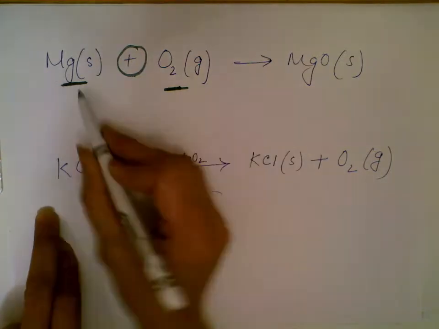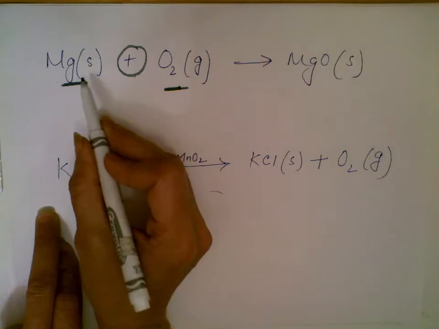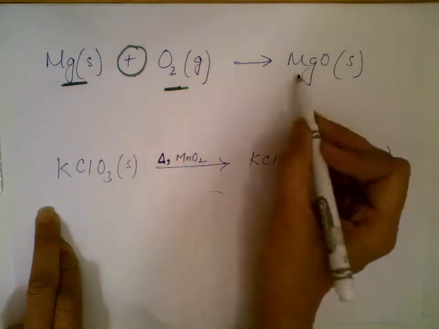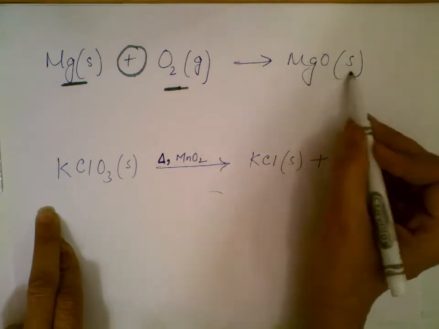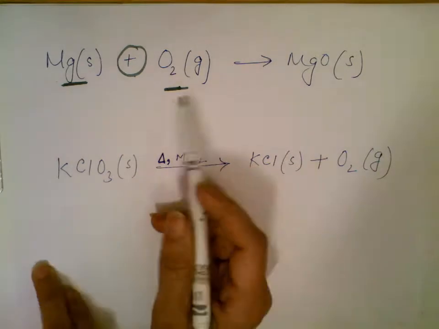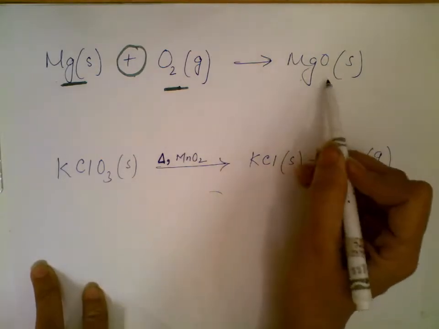And when magnesium metal reacts with oxygen gas, it yields, which means an arrow. What is it yielding? Solid magnesium oxide. So magnesium metal reacts with oxygen gas to yield solid magnesium oxide.